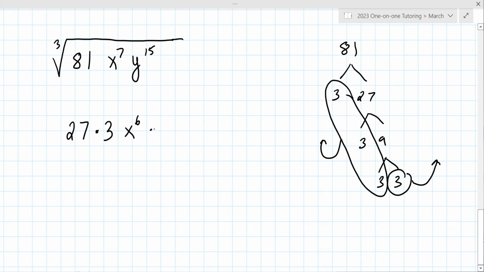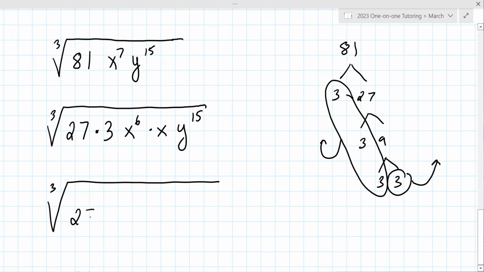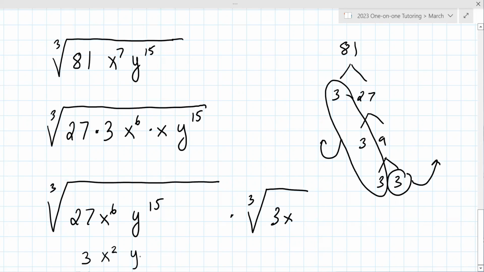x to the 6th times x, and then y to the 15th. That is good as is. This becomes the cube root of 27 x to the 6th, y to the 15th, times the cube root of the other stuff that doesn't work out as nicely. So on the left, the cube root of 27 is 3, x to the 6th is x squared, y to the 15th is y to the 5th, times the cube root of 3x. Something like that.